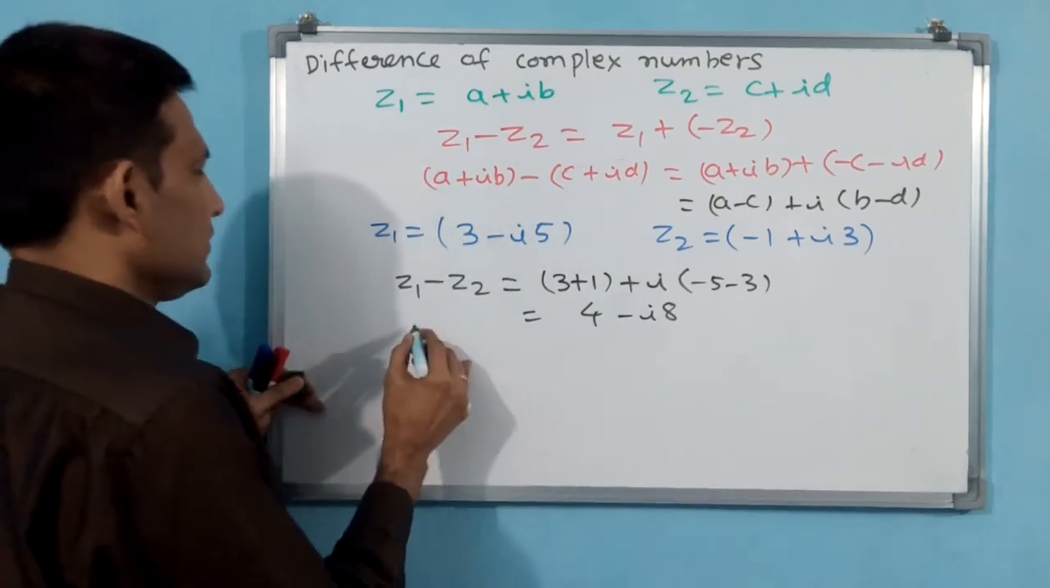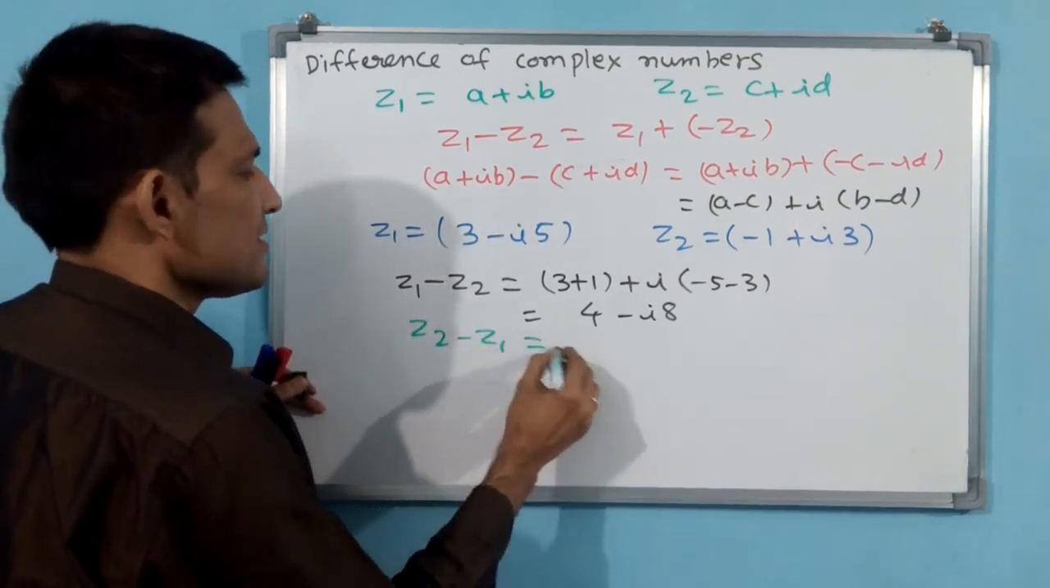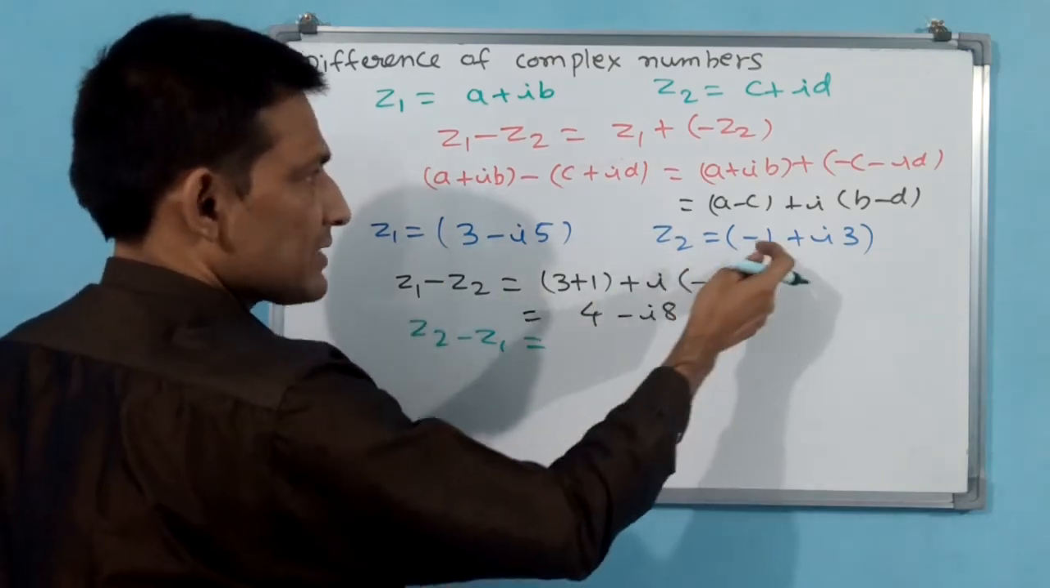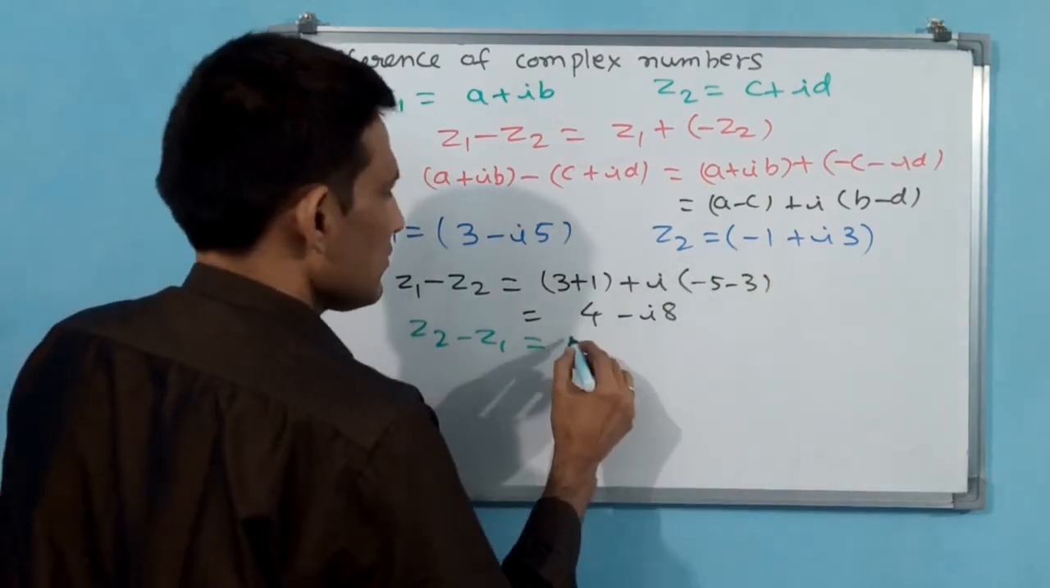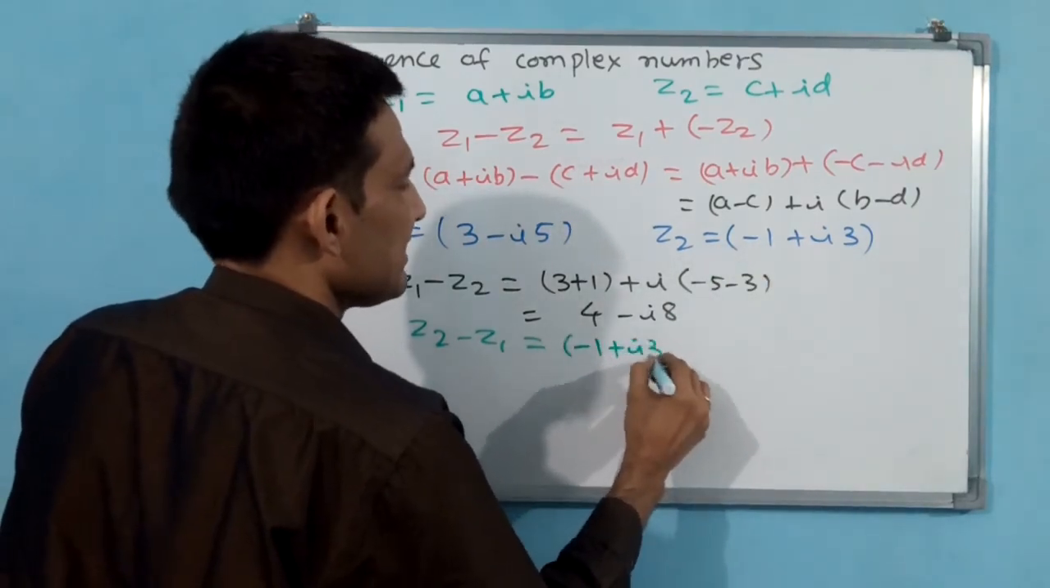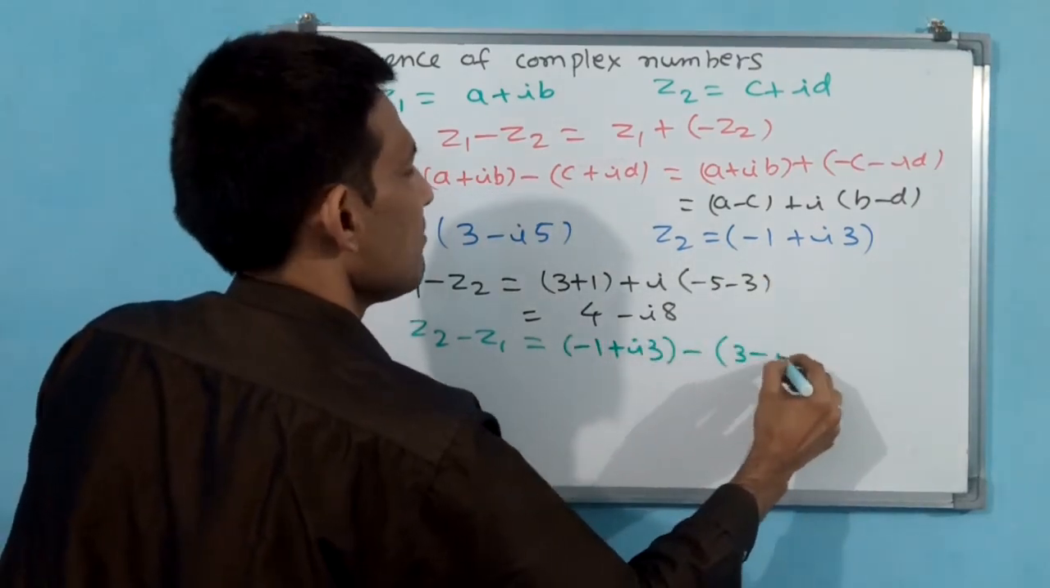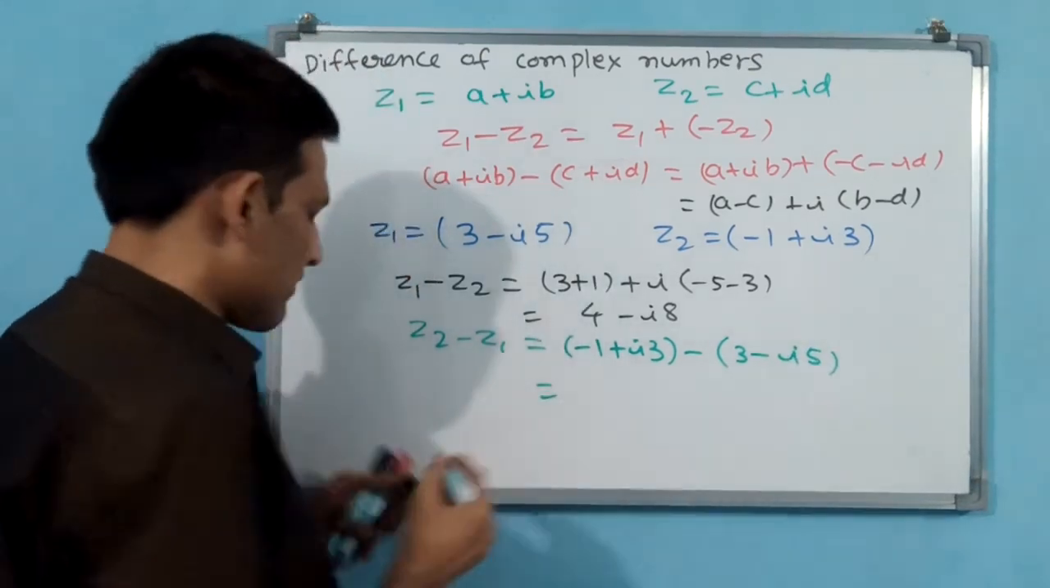Now let us do Z2 minus Z1 also. Z2 minus Z1 is equal to, I am writing first. Why? Because unless you write, your brain may not work properly. You write like this: minus 1 plus I3 minus, bracket, 3 minus I5. Now you can perform easily.